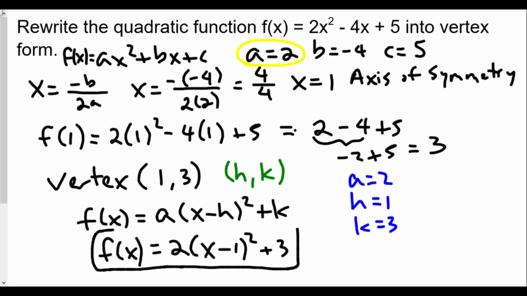And this would be the same exact function as f of x equals 2x squared minus 4x plus 5, just in a different form, highlighting the vertex 1, 3.